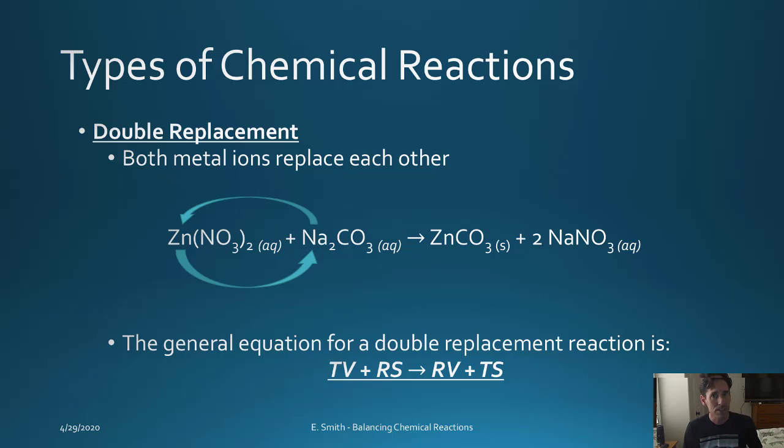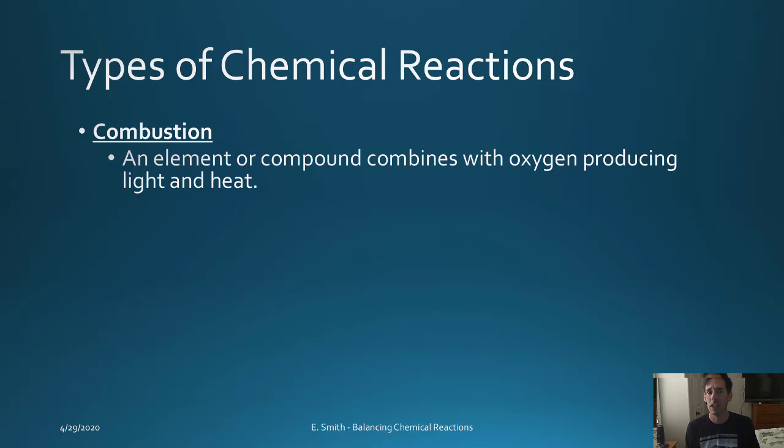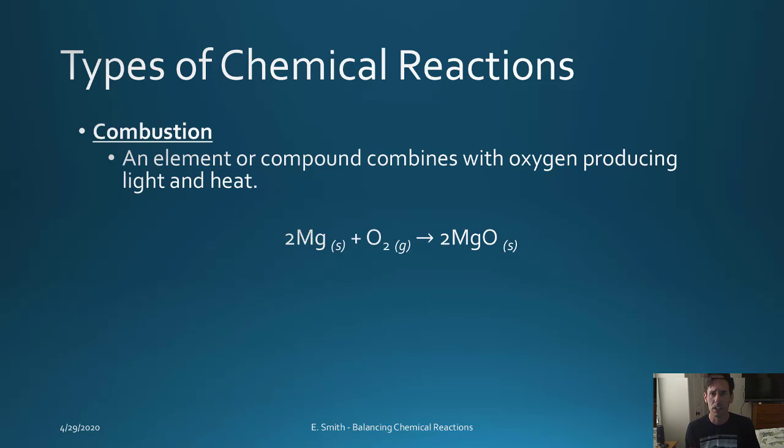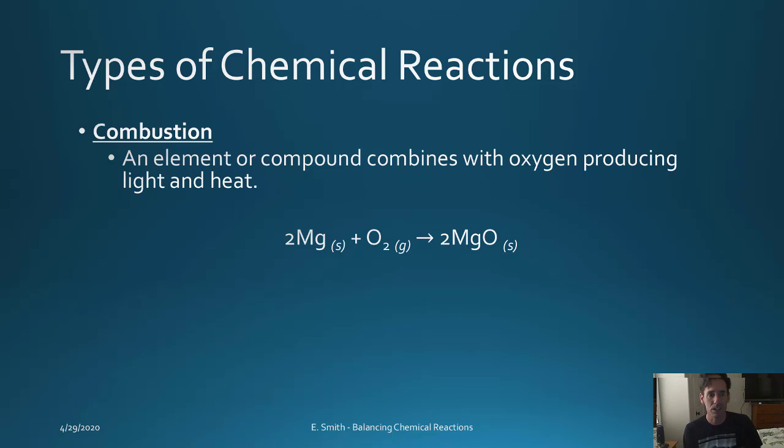Okay. Now the last chemical reaction, and it's probably one that you're most familiar with, is combustion. This is when an element or compound combines with oxygen producing light and heat. All right, and one such reaction is magnesium reacting with oxygen to form magnesium oxide. Now you look at this and go, this looks like a synthesis reaction. This looks like combination. And yeah, it can be classified as both. The reason why it gets classified as combustion is because it has oxygen there as the reactant. And when I say oxygen, I'm talking about O2. Oxygen reacting with a metal or whatever other substance it might be.